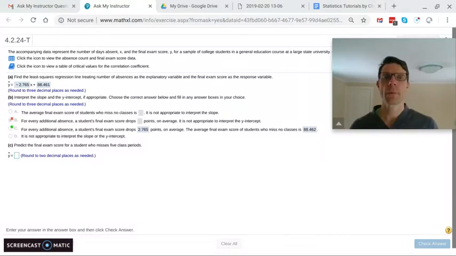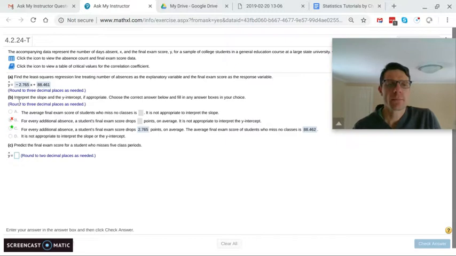Okay, this is problem number 4 on section 4.2. It's a regression problem. Here we're trying to relate the number of days absent from class and the final exam score. Okay, so we use StatCrunch to get this first regression line. I've got other videos on that, so I want to spend this video focusing more on the interpretation side of things.